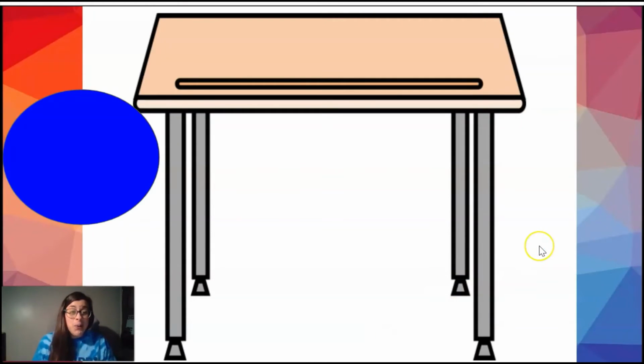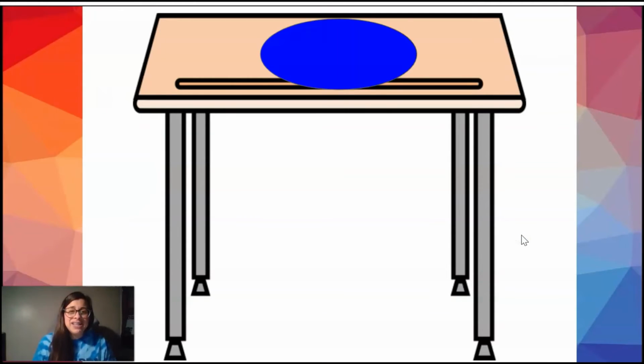Now let's talk about what a flat shape is, because in this mod, we're going to talk about flat shapes, which are 2D shapes, and 3D shapes, which are objects you can see around your room. So if I take my circle and put it on the desk, it's flat. Nothing pops up. It's straight across the desk. It is flat.